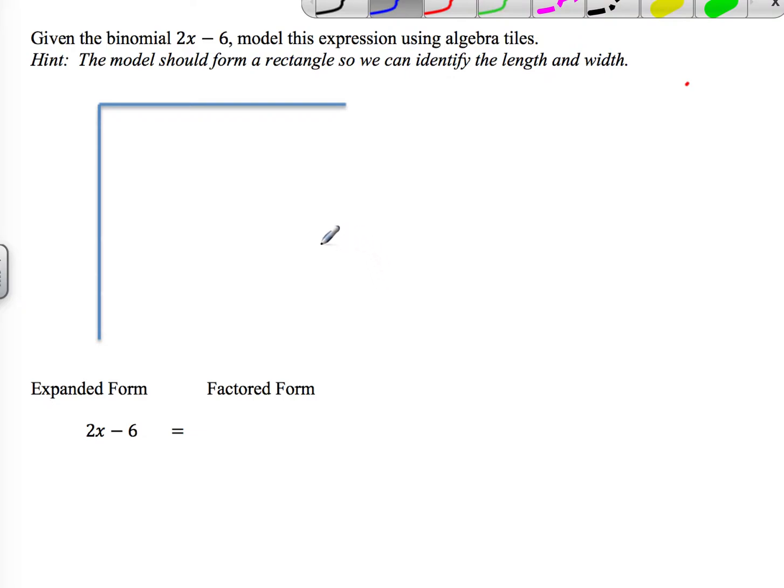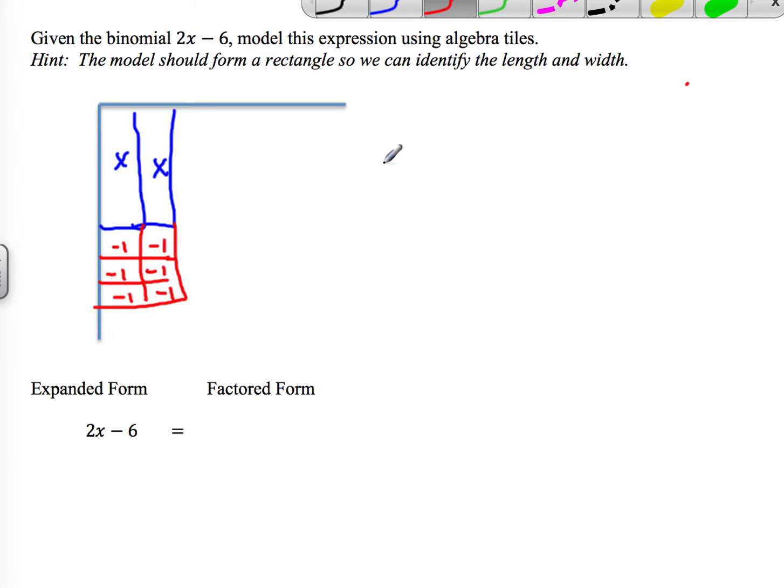Well, if I have two x's, I would have 1 and 2. And if I have negative 6, those could only be right here. So there's my negative 6: negative 1, negative 1, negative 1, negative 1. And that's our rectangle. And just like before, we can practice how we write what the length and width of our rectangle is.